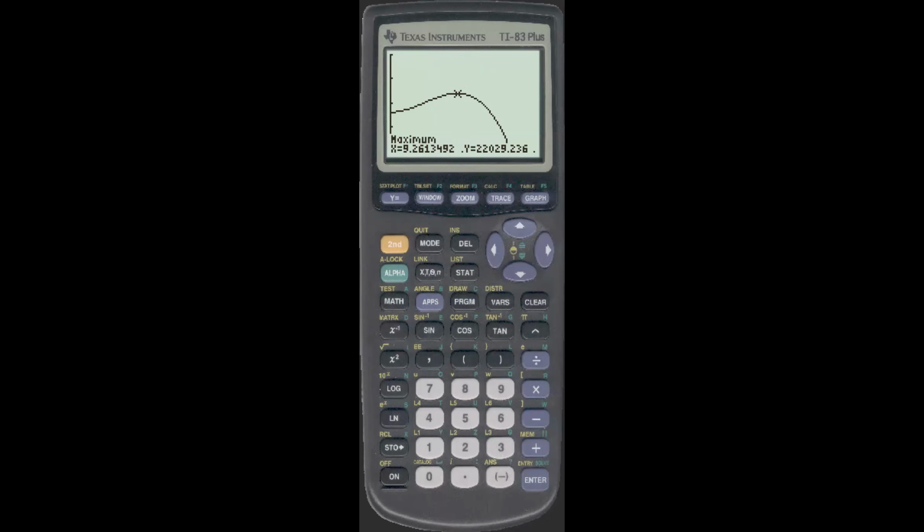Right, so I'm going to go back to the other screen now. And the maximum sales is the Y value. It's 22029. That's in millions of dollars.